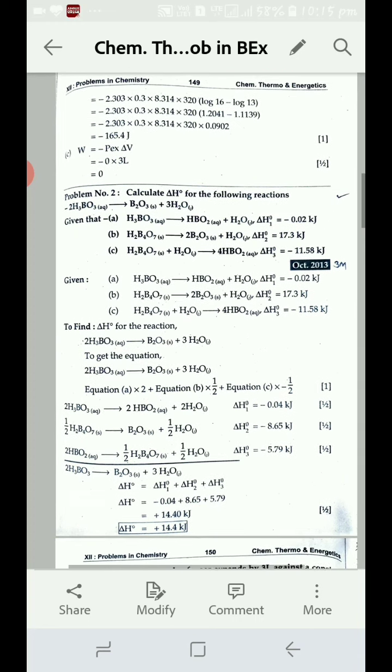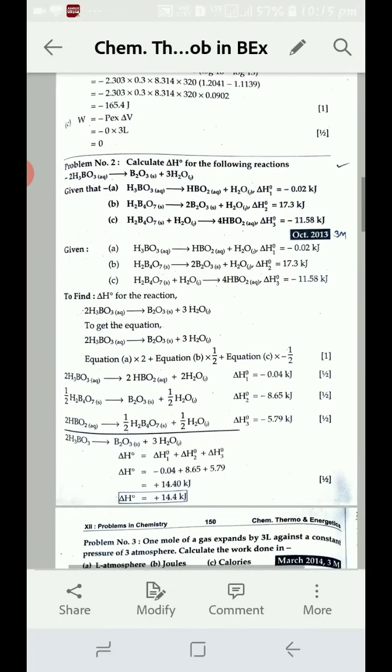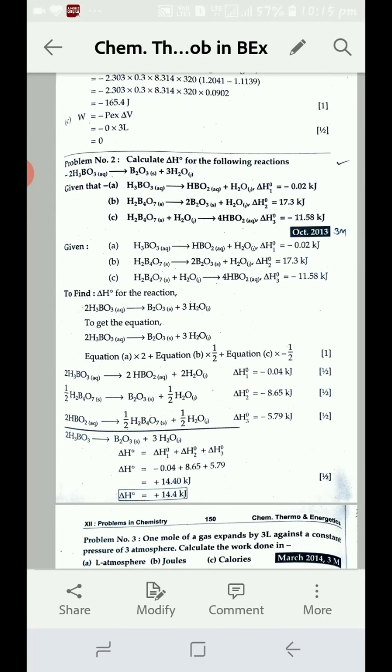Now the next numerical is: 1 mole of a gas expands by 3 liter against a constant pressure of 3 atmosphere. Calculate the work done in A. liter atmosphere, B. joule, and C. calories, from March 2014 for 3 marks. Now what is the requirement?